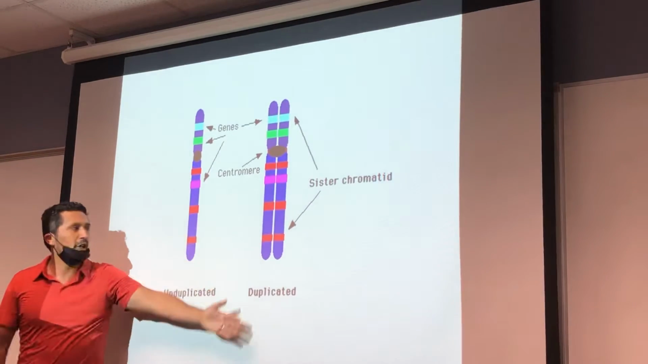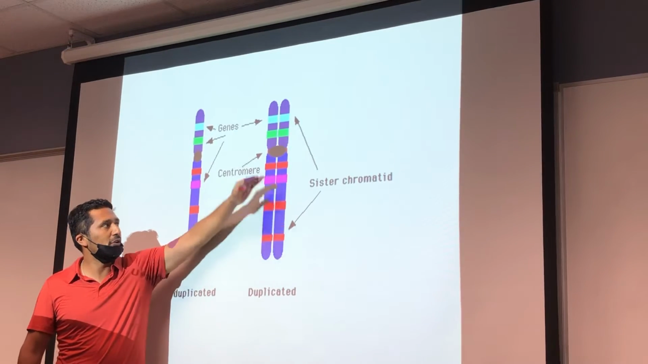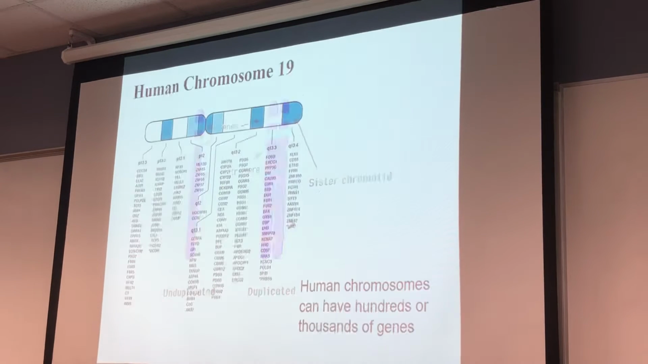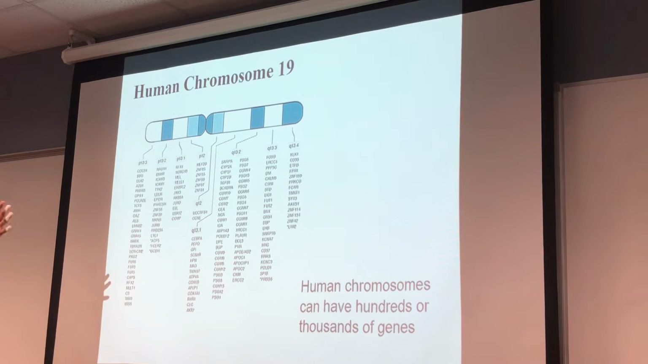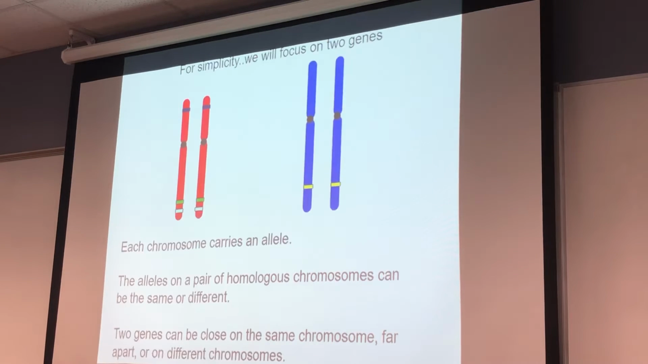Whereas here it's been duplicated, so now you have the same thing, 6 genes, but now here you have 2 alleles, 2 alleles, 2 alleles, so 6 genes, 12 alleles. So make sure you keep that in track. Here, just so you can see, a chromosome can contain hundreds or thousands of genes, and each one of them has a specific location.